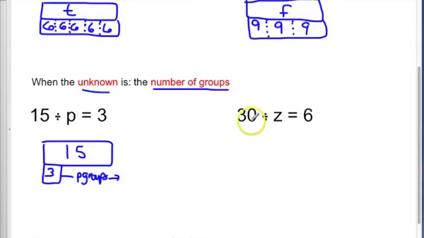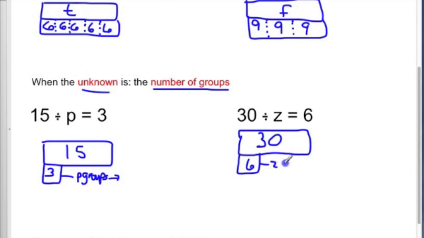Pause the video and you try 30 divided by Z equals 6. And what you should be looking at is the 30 that's going to represent your number in all, your total, because that's the part that you do know. 30. 6 represents the number in each group. We just don't know how many groups, so we have Z groups.